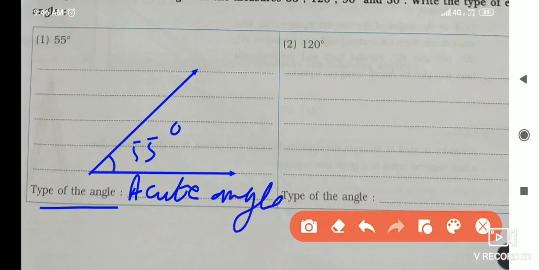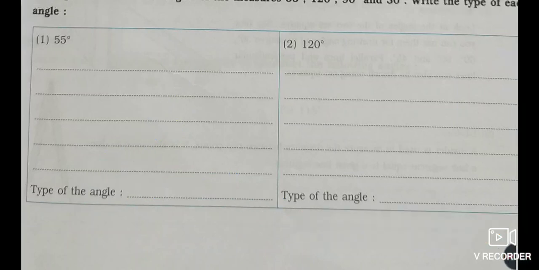So I taught you how to draw the angles. You have to follow all the steps: first take one ray and draw it, then keep the protractor on this vertex, on this point, and after taking the measure from the protractor you have to draw this angle. Okay, the protractor is here, I will show you.